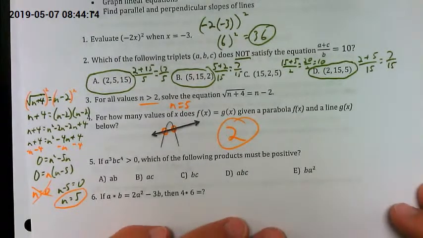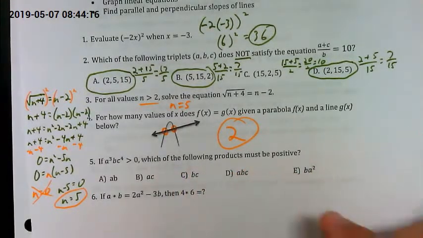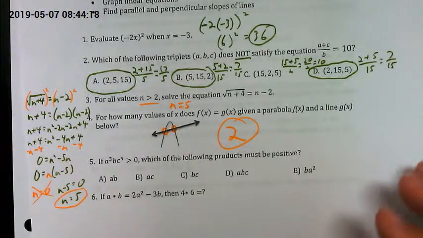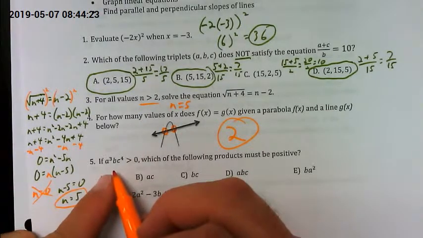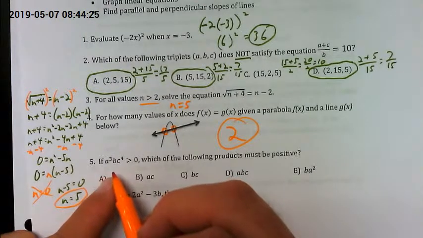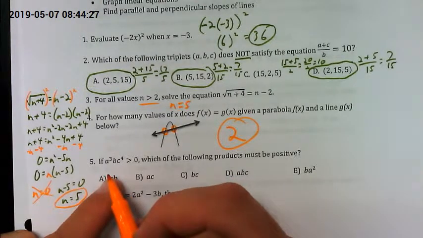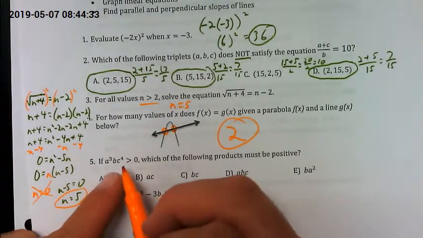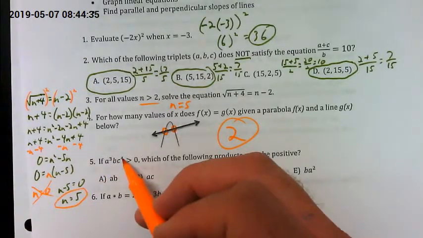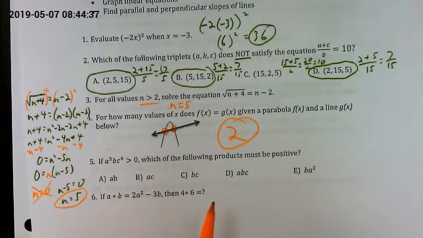On number 5, which of the following products must be positive? So this one you kind of had to reason out. This is using our rules for exponents. Anytime we have anything raised to an even power, it will always give you a positive number. Doesn't matter what the number is. So for C is raised to the 4th power. So no matter if C is positive or negative, we'd have a positive number.